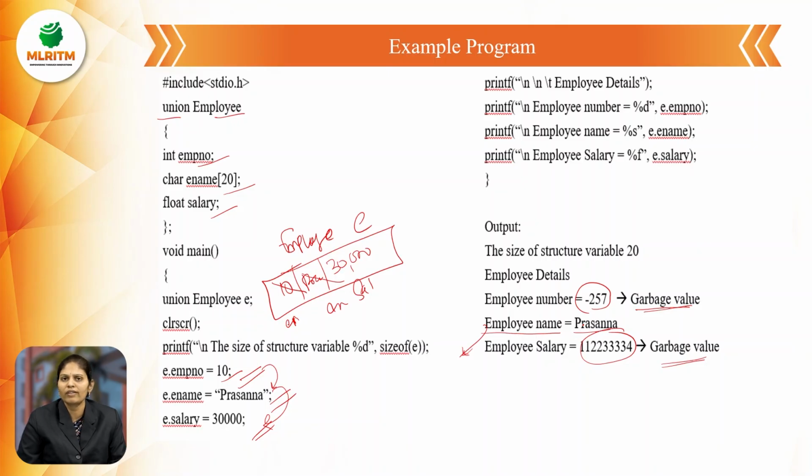Here also we have to use the member access operator, called the dot operator, as in E dot employee number, E dot employee name, and E dot salary. So in union and structure, the most important point is memory allocation. The remaining data types are treated as garbage values, and the highest amount of data will be printed as the result.